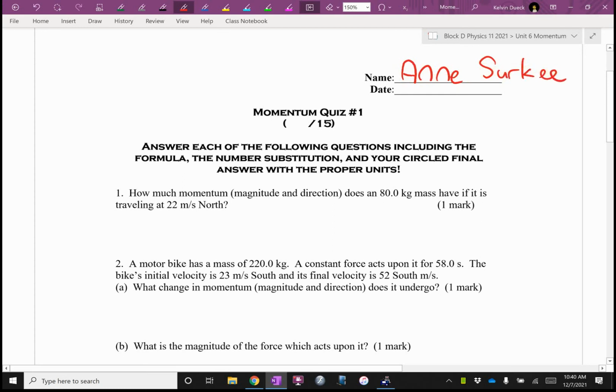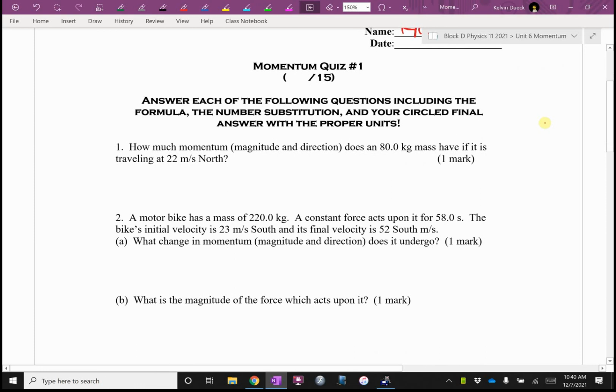Oh, Anne. How much momentum, magnitude, and direction? Did this say how much impulse? No, it said how much momentum. Momentum, symbol P, is just mass times velocity. So it's going to be 80 times 22. I can do that in my head. It's going to be 160 plus 60 is 176. Is that right? Yes? 176 kilogram meters per second.